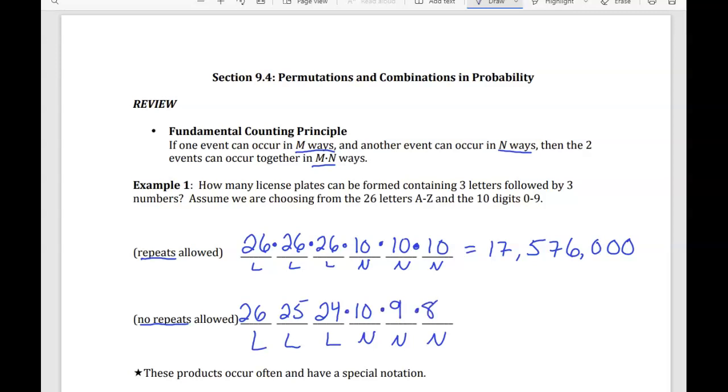And again, I'm going to multiply these. Now, since I do not allow my repeats, I'm not going to have as many to select from. And so now I will actually only have 11,232,000 different license plates that can be created.